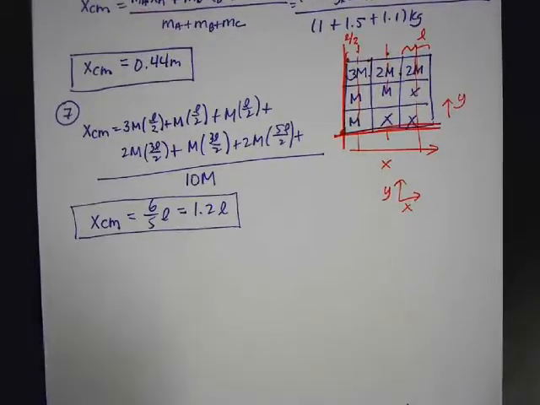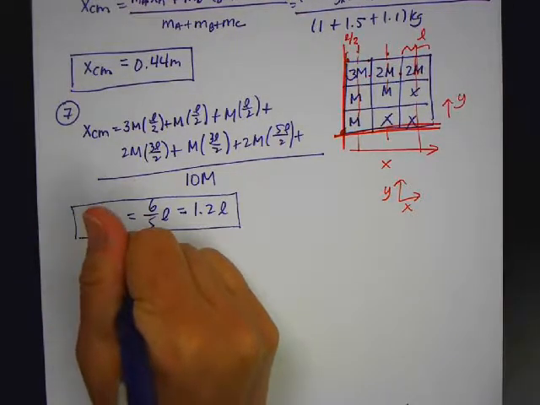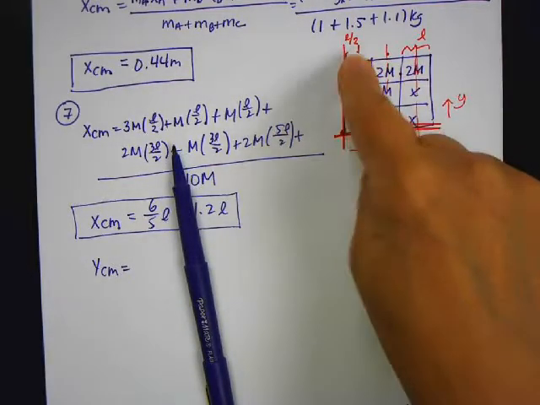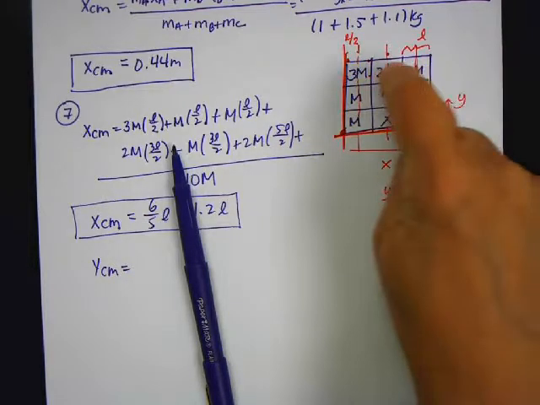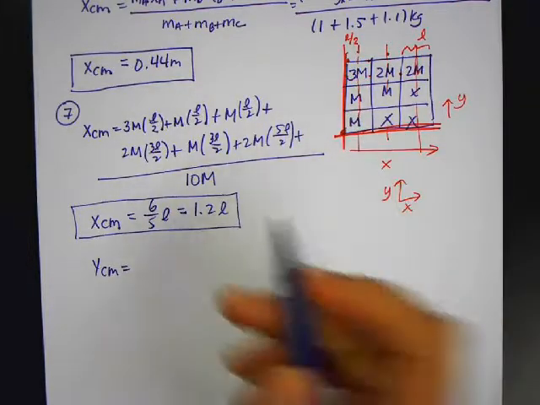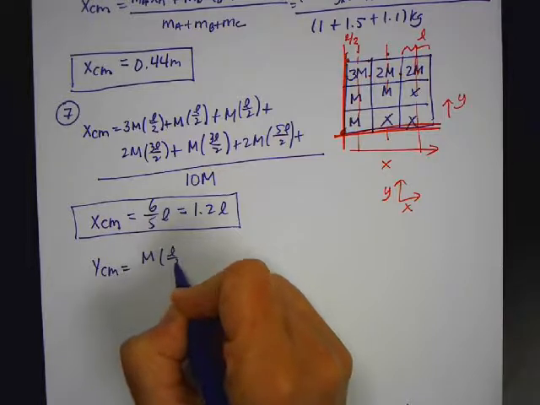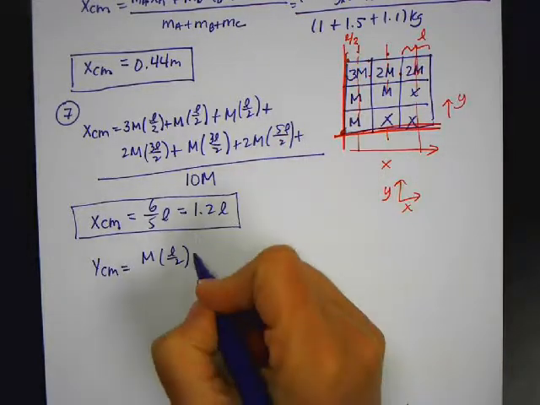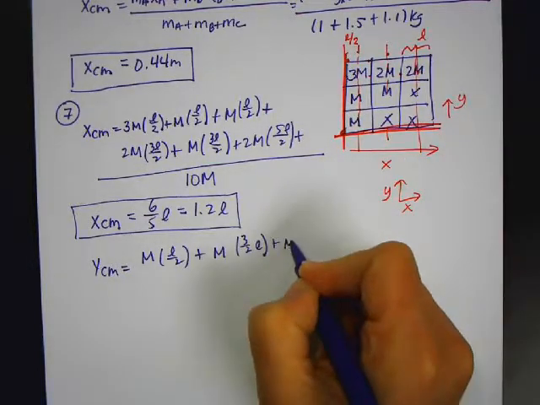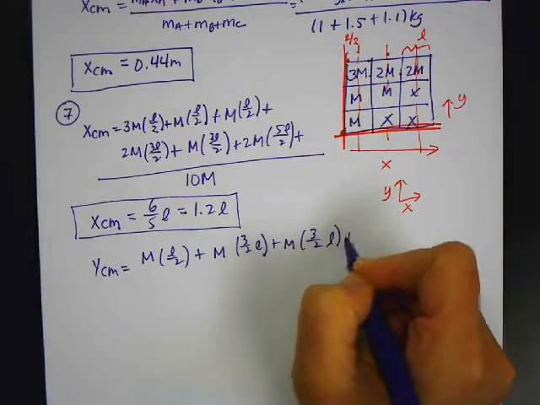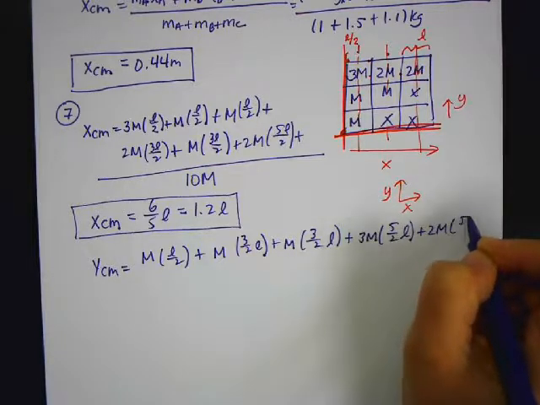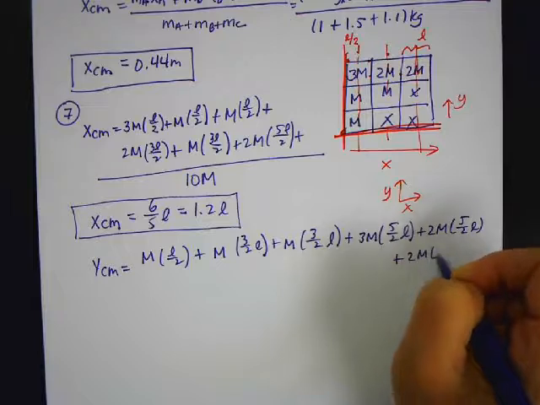I'm going to do the same thing for the Y center of mass. So now I'm going to start again with Y and this way. So I'm going to measure these on the top. These on the top, which way? Right here, m times L over 2. That's this one. Plus m times 3 halves L, plus m times 3 halves L, plus 3m times 5 halves L, plus 2m times 5 halves L, plus 2m times 5 halves L.